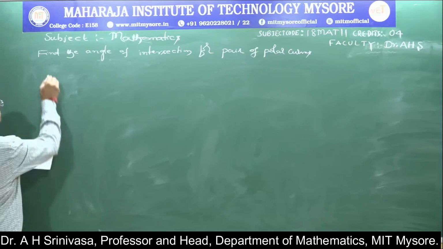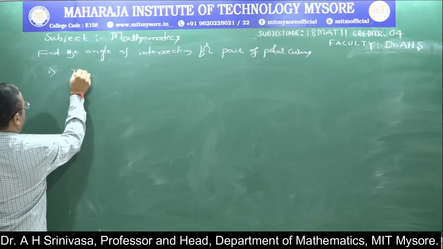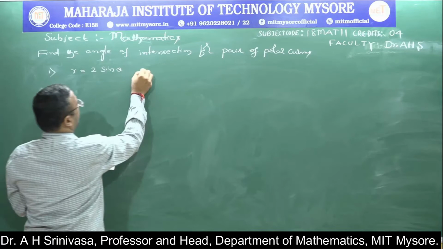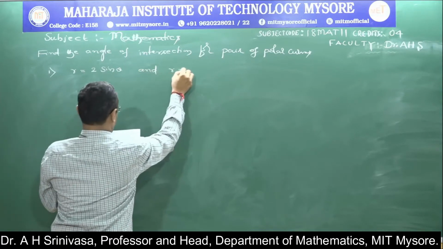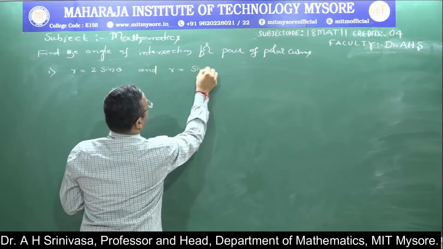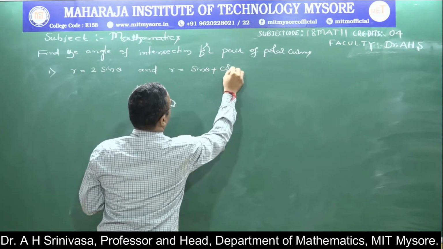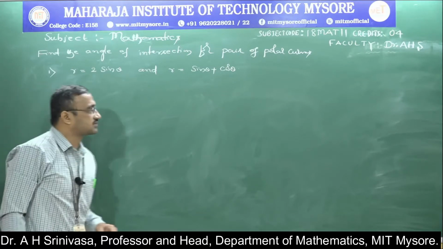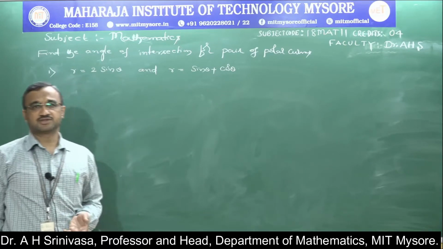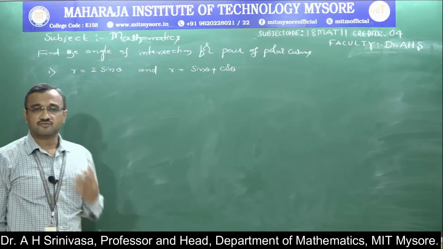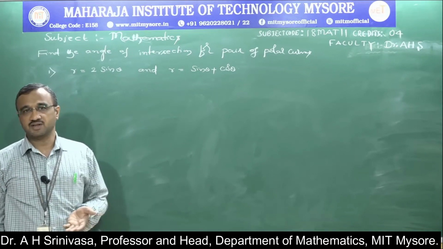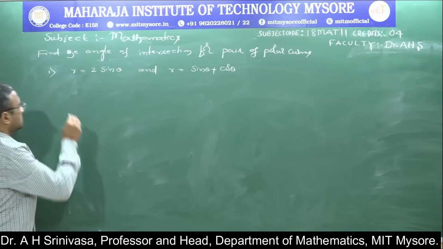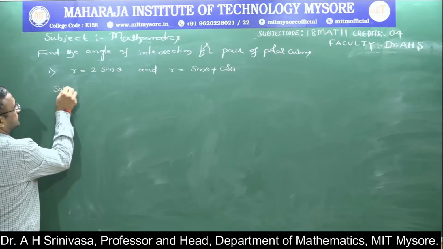So the first problem is r equal to 2 sin theta and r equal to sin theta plus cos theta. In the previous class, we learned how to eliminate the angle phi. The same procedure we have to adopt here, but we are going to find the angle phi here. So take down the solution.